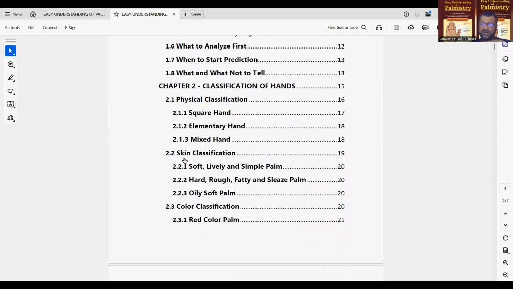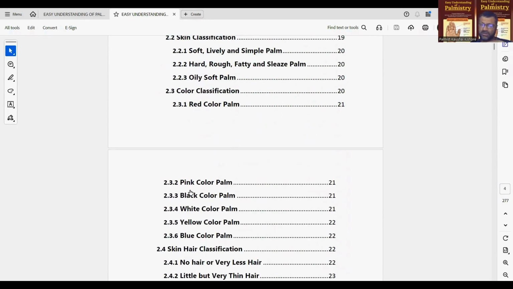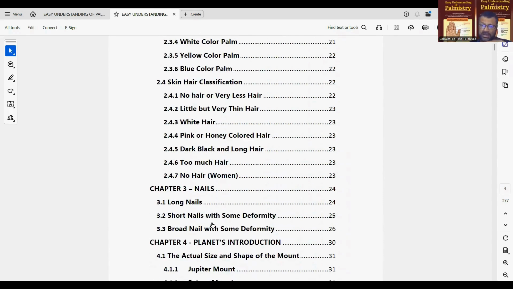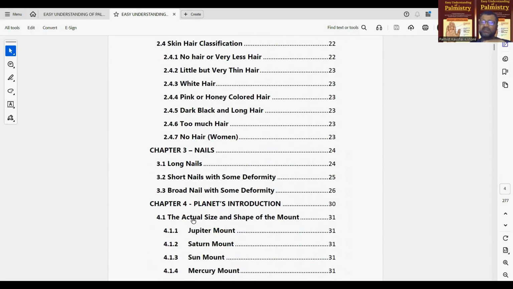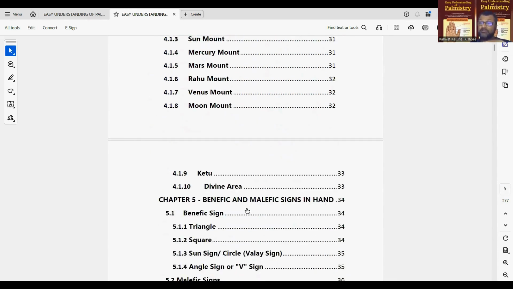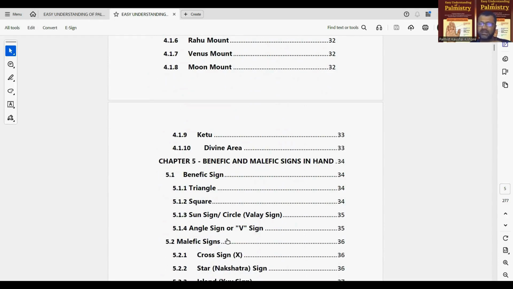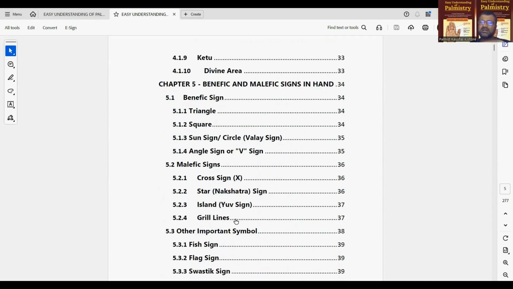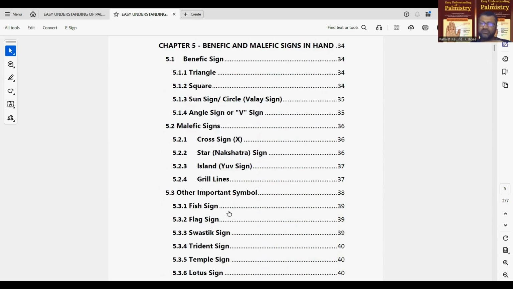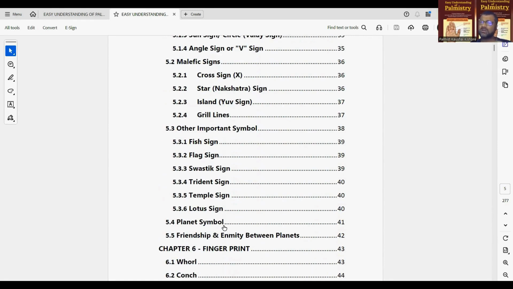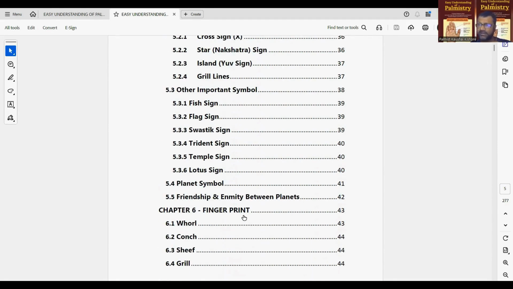Color part, skin classification, what are the colors of palm, pink, black, white, yellow, skin hair classification, what about the nails, which are the planets, their actual size, shape of the mount. Then if you go to the benefic and malefic signs, like triangle sign, square sign, sun sign, angle sign, malefic signs like cross sign, star sign, island sign, grill sign, what are the other important signs, fish sign, flag sign, trident, swastik, temple, lotus, what are the planet symbols, then fingerprints.